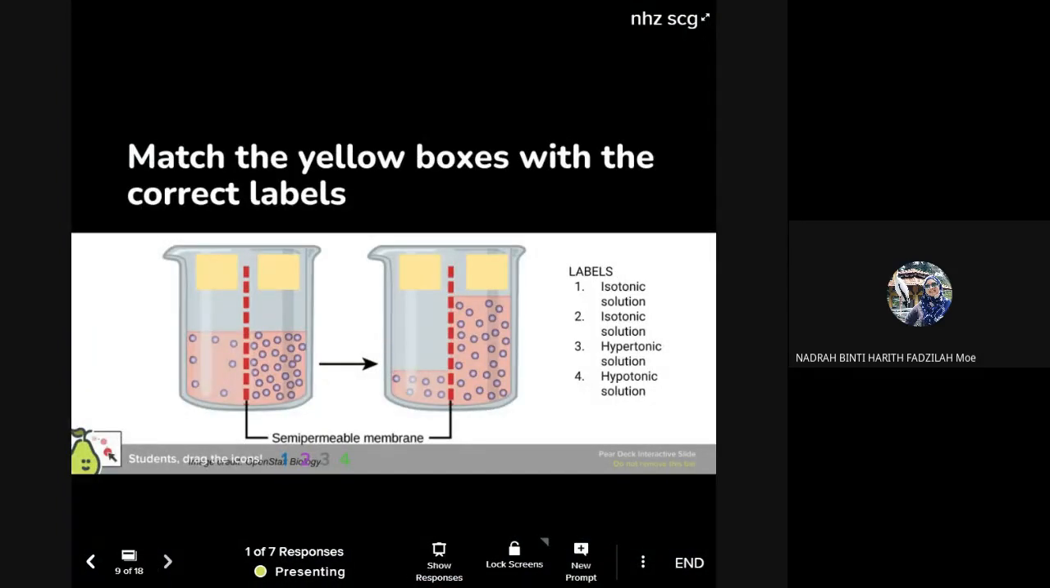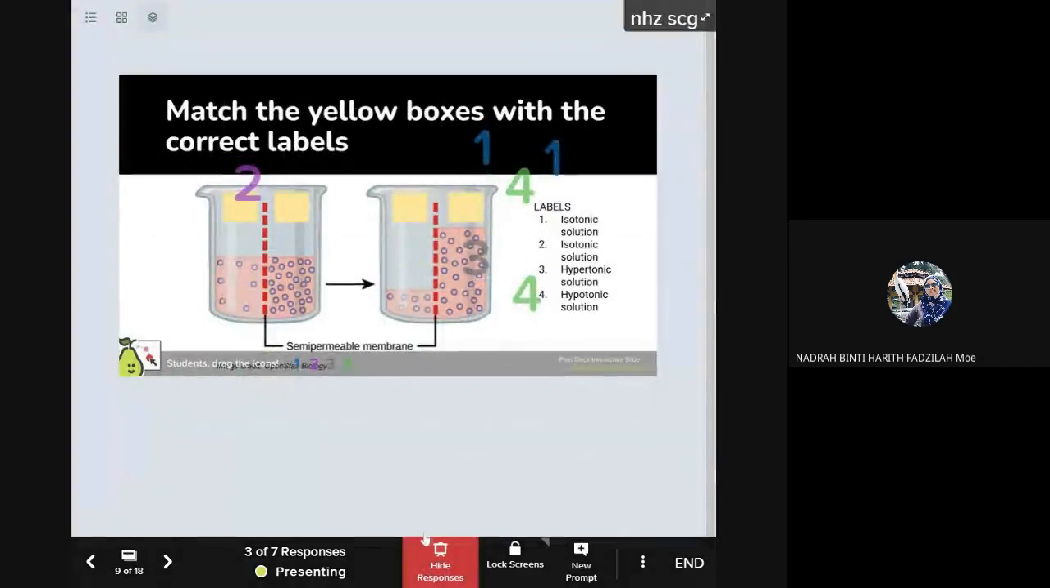Okay, sekarang ni kita tengok dekat sini. Okay, this particular diagram shows different solutions separated by different plasma membrane. One plasma membrane. So can you label which is hypertonic solution, which one is hypotonic solution, and so on and so forth? Boleh tak labelkan mana satu yang hypertonic, isotonic dan sebagainya?